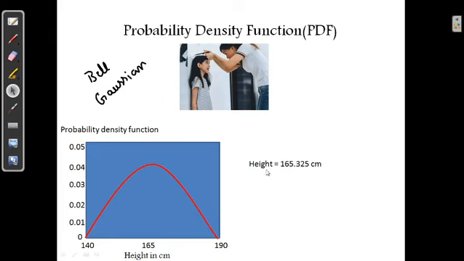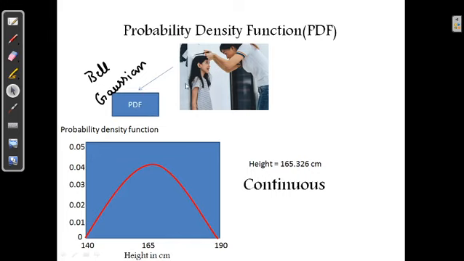If you consider the height, it could be 165.325 centimeters, or it could be 165.326 centimeters. So it is continuous in nature. If it is continuous, we call it a probability density function. If it was discrete, we would have called it a probability mass function.